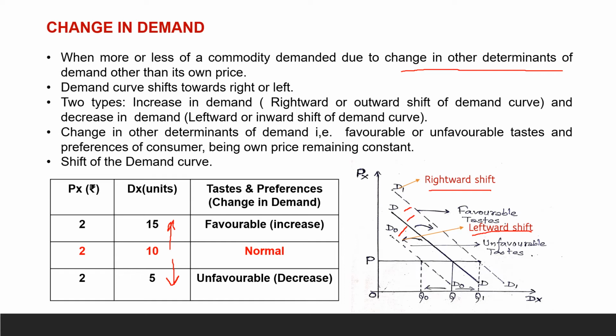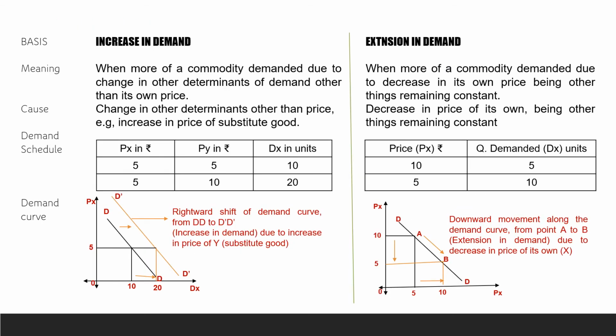In case of change in demand, there is a shift of the demand curve, the new demand curve is formed. But in case of change in quantity demanded, the demand curve moves along the same demand curve. No new demand curve is formed. So in this way, we can differentiate increase in demand and extension in demand.